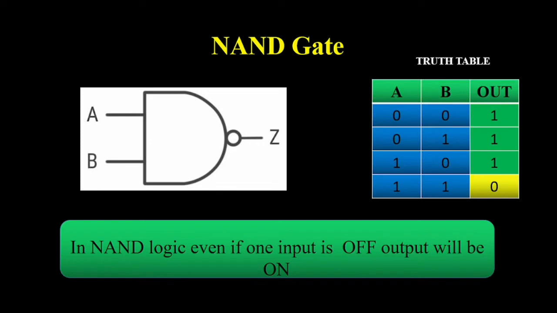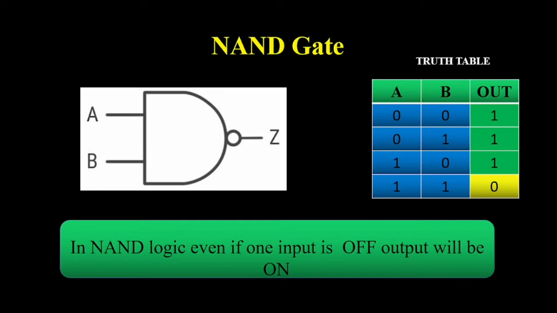Consider we have A and B as input and output. If the inputs are 0 and 0, the output will be 1. Or if the inputs are 0 and 1, the output will be 1. Or if the inputs are 1 and 0, the output will be 1. Or if the inputs are 1 and 1, the output will be 0.